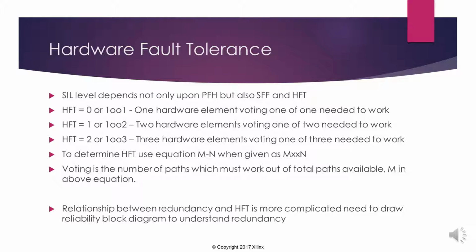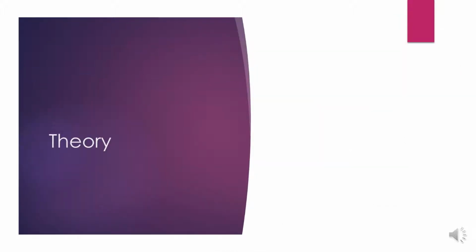And it may begin to look like the hardware fault tolerance is giving you a relationship to redundancy. Now that's not quite true, because as you start looking at more complex structures, say if you had 2 out of 4 channels that needed to be working, then you know that you have redundancy, but you're not quite sure how much, and to generate that you need to generate the reliability block diagram. What you can say is if you have a hardware fault tolerance greater than 0, you have redundancy. You just need to do some analysis to actually work out what that redundancy actually is.